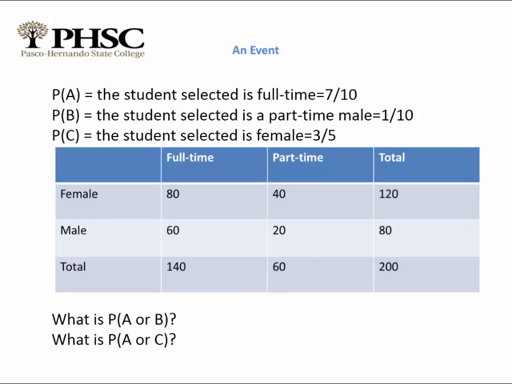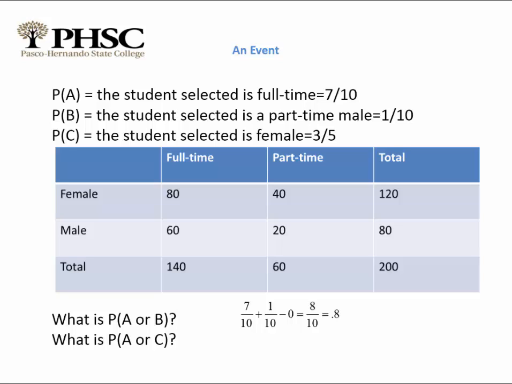So here we have the same example that we had previously, right? So P of A, we know it's 7 out of 10. P of B is 1 out of 10. P of C is 3/5. So what is P of A or B? What is the probability of choosing a student that is full-time or a student that is part-time? Well, in this case, what we get is 0.8. So 7 out of 10 plus 1 out of 10, and that gives us 8 out of 10. Since they cannot happen at the same time, that probability of A and B is 0.